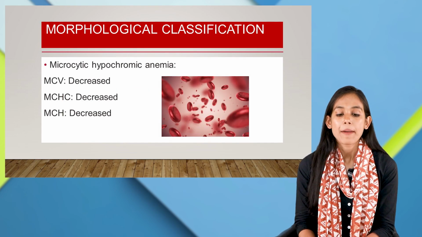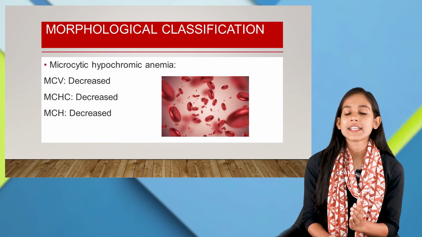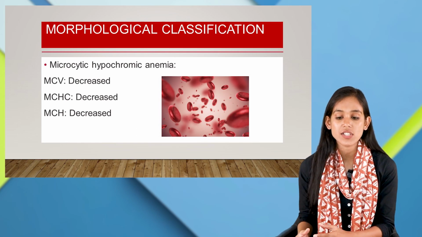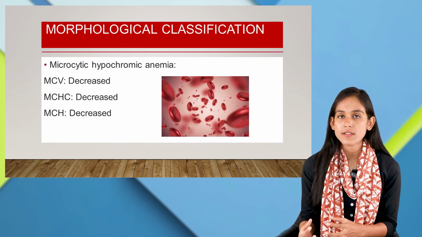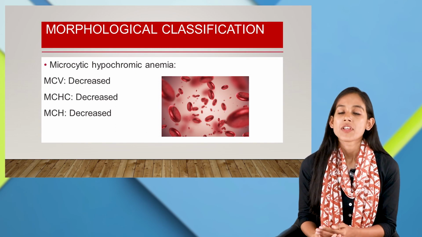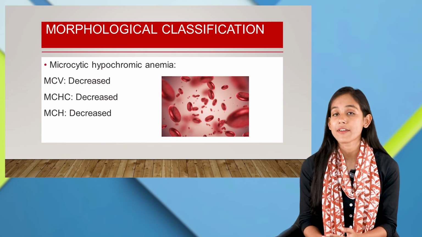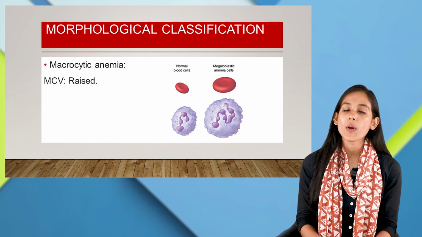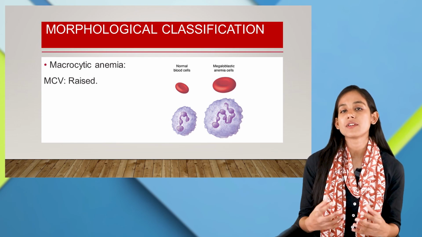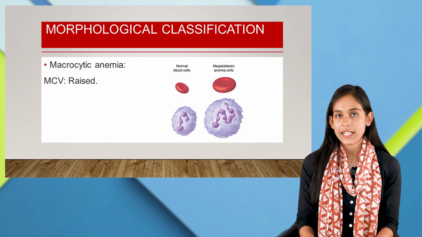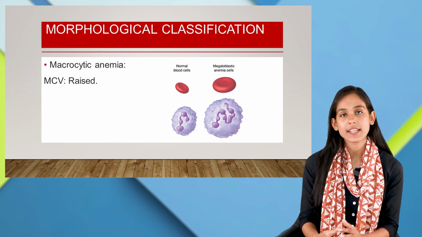The second one is microcytic hypochromic anemia. Here we can see that the MCV, the MCH and also the MCHC would all be decreased. An example of microcytic hypochromic anemia is iron deficiency anemia. And the third one is macrocytic anemia. In macrocytic anemia, the mean corpuscular volume, or MCV, would be raised. An example of a macrocytic anemia would be megaloblastic anemia.